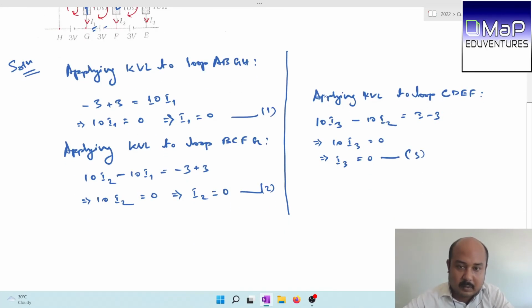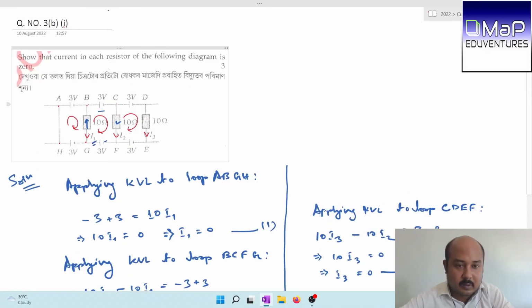Hence, from equations 1, 2 and 3, I1 equal to I2 equal to I3, all are equal to 0. So there will be no current flowing through any of the resistances. This is what we had to prove, so it is complete.